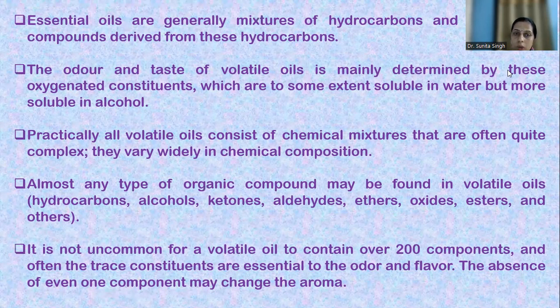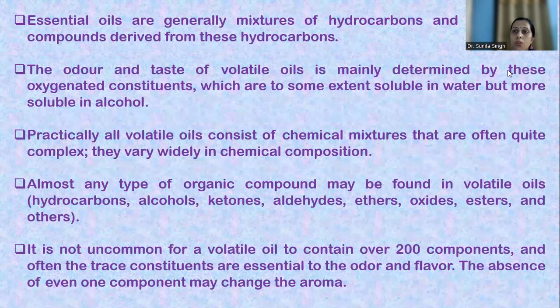Practically all volatile oils or essential oils consist of chemical mixtures that are often quite complex. If we go through a chemical characterization of essential oils, more than 200 components are found in some of them, which shows the chemical diversity of essential oils. Although there are major components present in higher percentages, trace amounts of different types of components are also there. Like in the case of Nigella sativa, which in India is known as kalonji or black cumin seeds, we have thymoquinone as the major component, but other components like nigellin are also there in appreciable amounts. So an essential oil has an array of different components present in it.